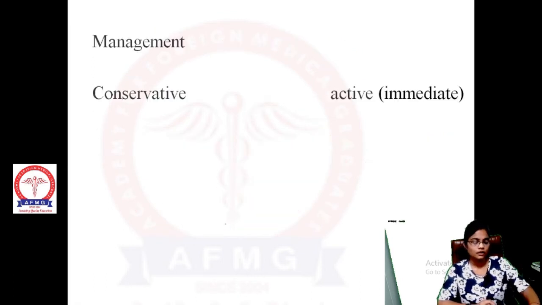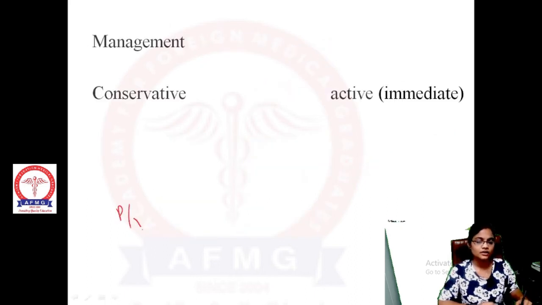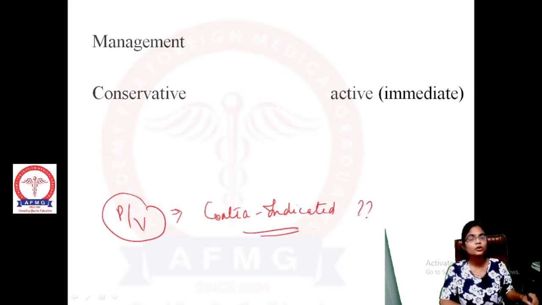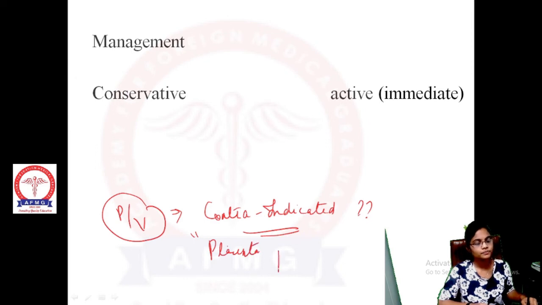Now, per vaginal examination, PV, is contraindicated. Question: why is it contraindicated? Because when you give fingers for per vaginal examination, you can disturb the placenta and make it bleed more. So that is why per vaginal examination is contraindicated in placenta previa. Please remember that.